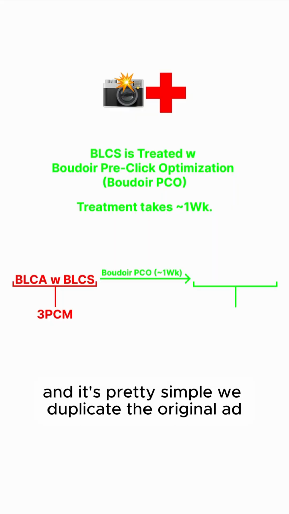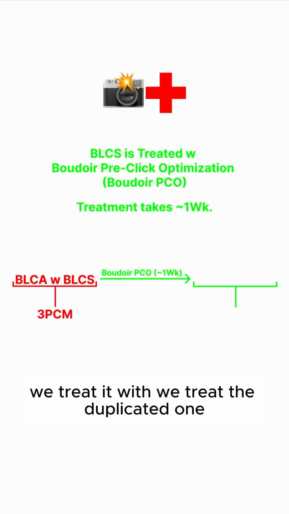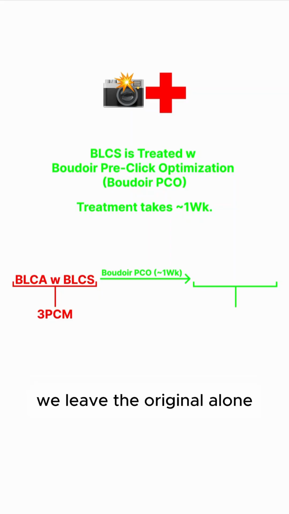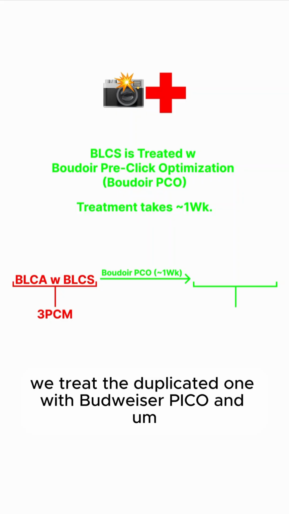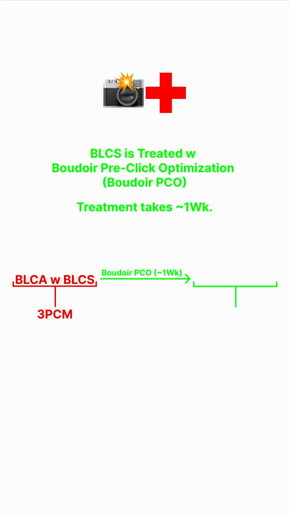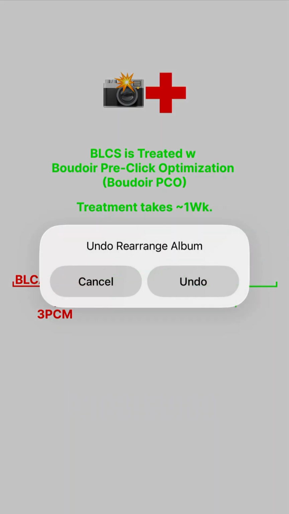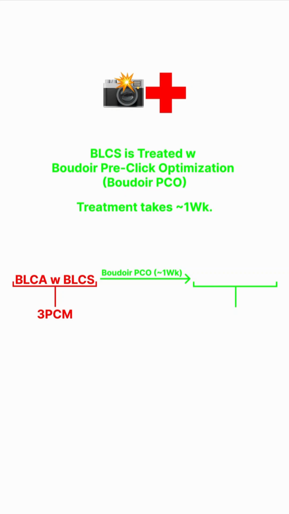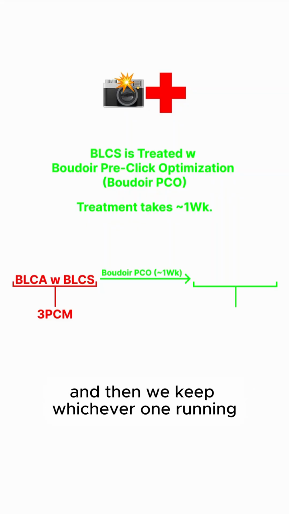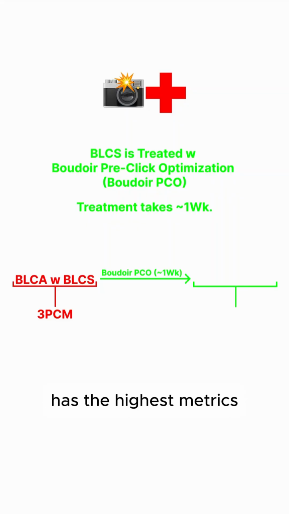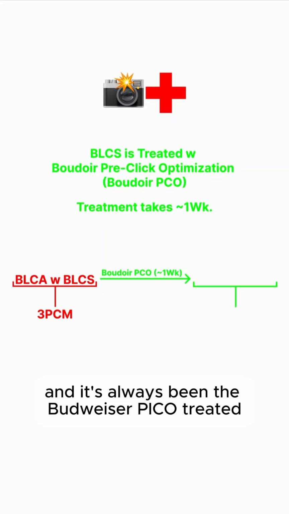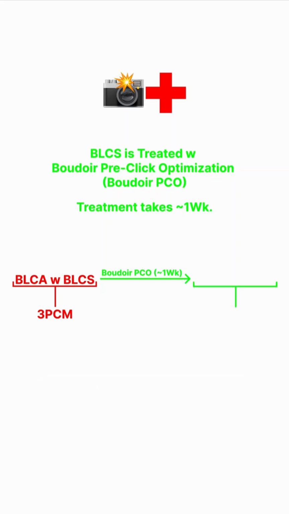And it's pretty simple. We duplicate the original ad. We treat the duplicated one. We leave the original alone. We treat the duplicated one with Boudoir Pico, run that through its full treatment, and then we keep whichever one running has the highest metrics. And it's always been the Boudoir Pico treated one that has the highest metrics at the end.